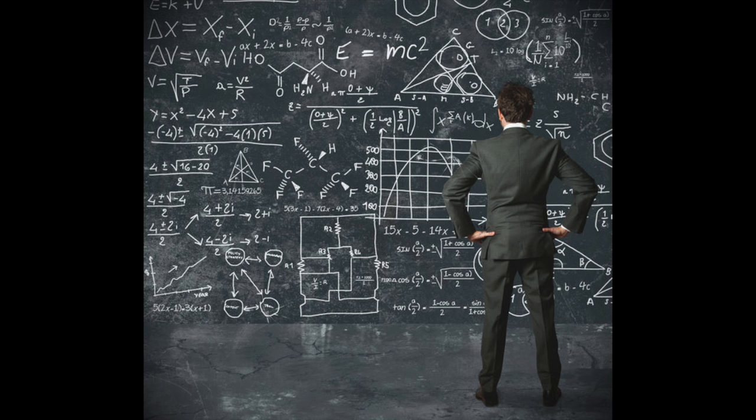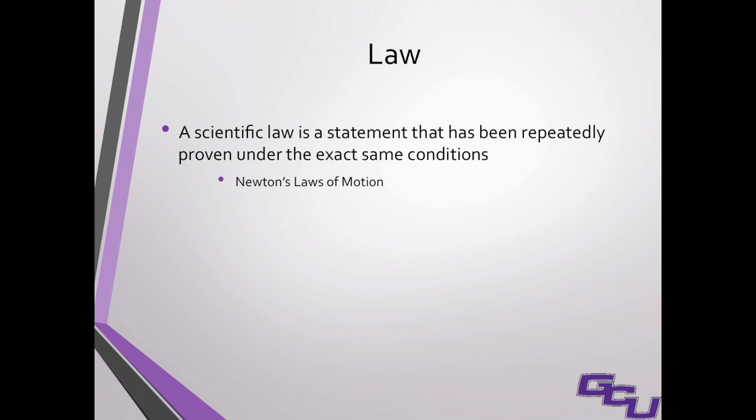When people think of theories, this is what they tend to think of. They're not completely wrong, but that's what more of a law looks like. A scientific law is a statement that has been repeatedly proven under the exact same conditions to be true. For example, Newton's first law of motion says that a body in motion will stay in motion unless acted upon by another force or an outside force.